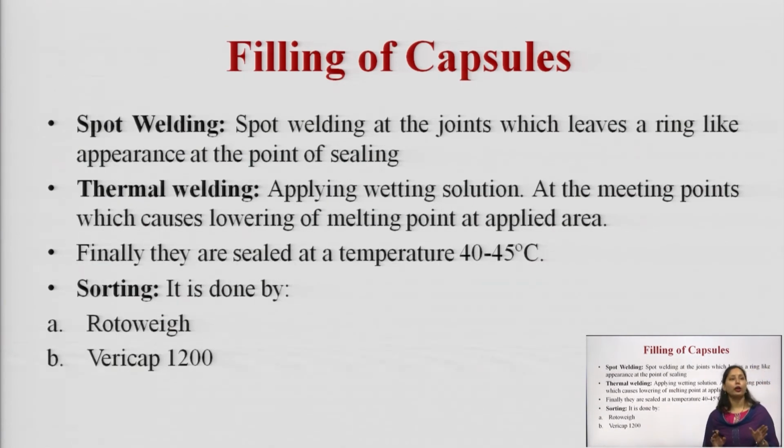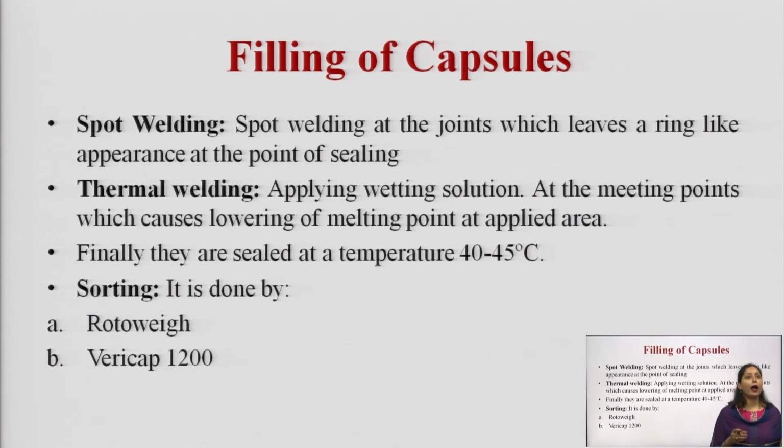Next is spot welding. What is spot welding? Spot welding at the joints leaves a ring like appearance at the point of sealing. In spot welding, at the point of contact, we fuse the cap and the body portion, but the fusion at that meeting point leaves a distinctive ring like appearance at the point of sealing.